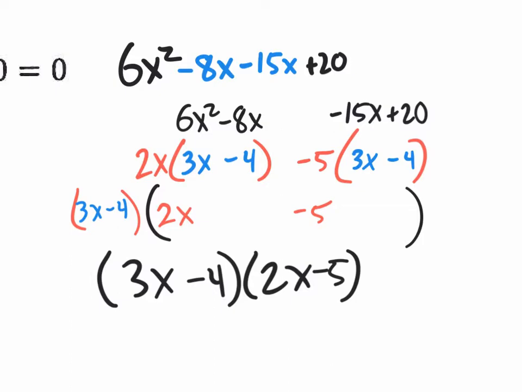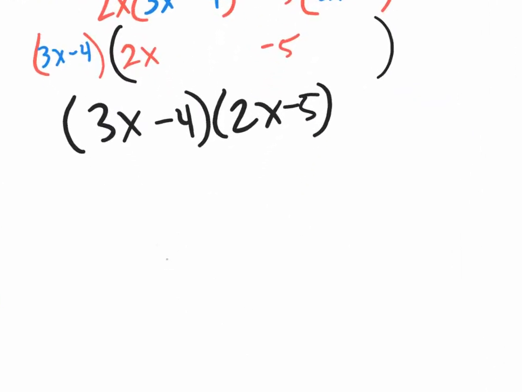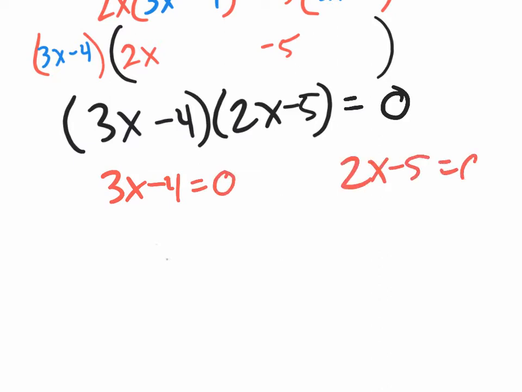But they didn't ask us to factor. They asked us to solve. The only reason why we're factoring is to rewrite the original quadratic trinomial as a binomial times a binomial. Why is that? Because it's equal to 0. So I still need to set this equal to 0 to solve it. And we're going to apply the zero product property to solve it. So 3x minus 4, that could be 0. And the 2x minus 5, that could be 0.